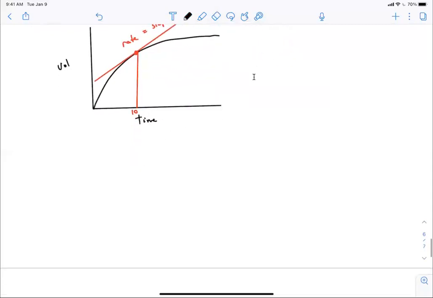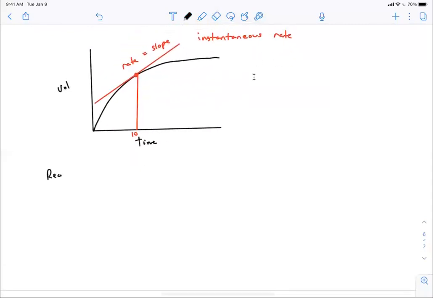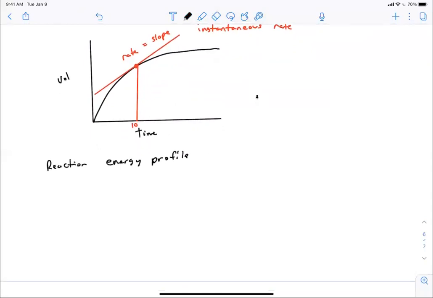The next thing we're going to talk about here is the reaction energy profile. Okay. Now, again, with this idea here, what we're going to focus on is that enthalpy versus progress. Oh, we still need to do Maxwell Boltzmann curves. Sorry, I'll do that next.